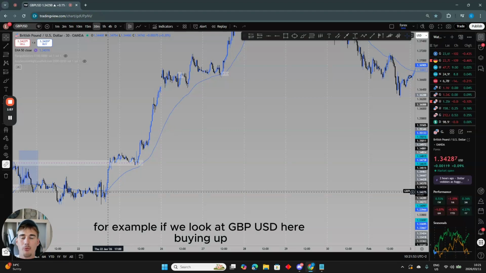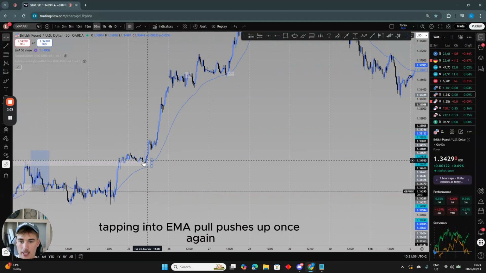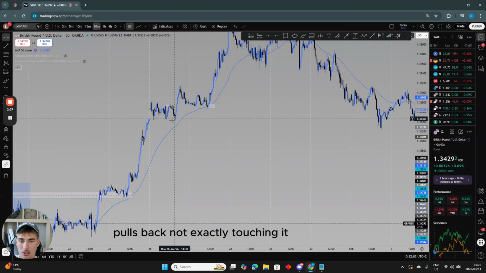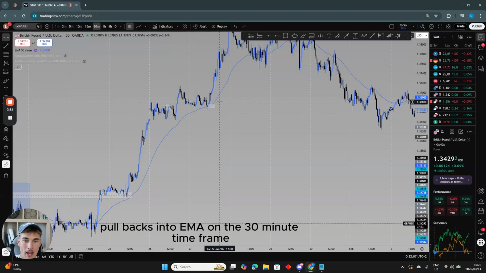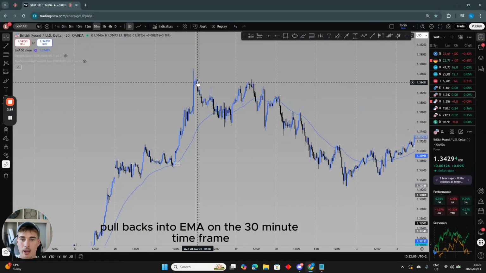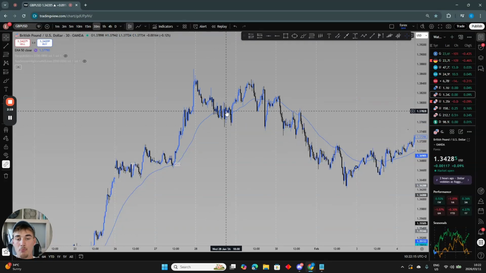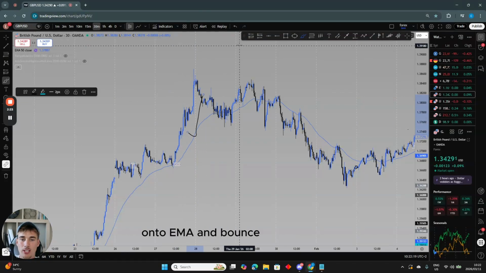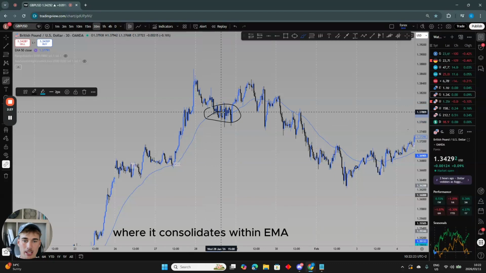For example, if we look at GBP USD here buying up, we can see it pulls back after breaking a high, tapping into EMA. Pushes up, once again pulls back, not exactly touching it, but a pullback, comes back up, pulls back into EMA on the 30-minute time frame, goes up, pulls back into it, hovers around it. Now this is important to understand. Price is not always going to tap right onto EMA and bounce. Sometimes we'll get areas like this where it consolidates within EMA.